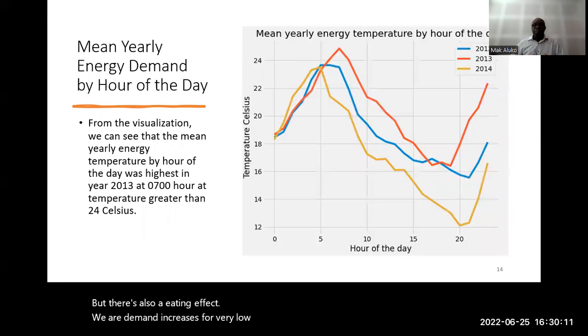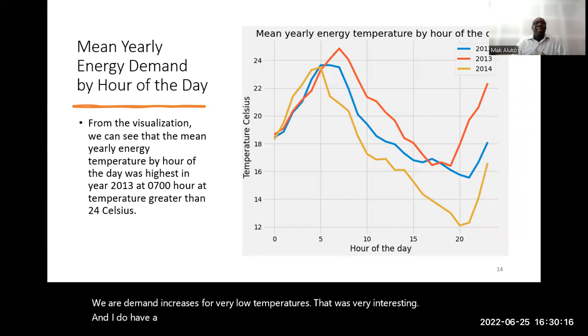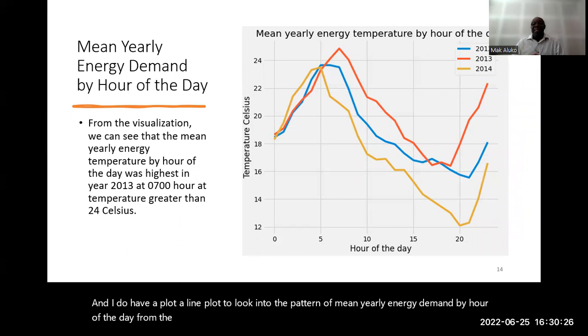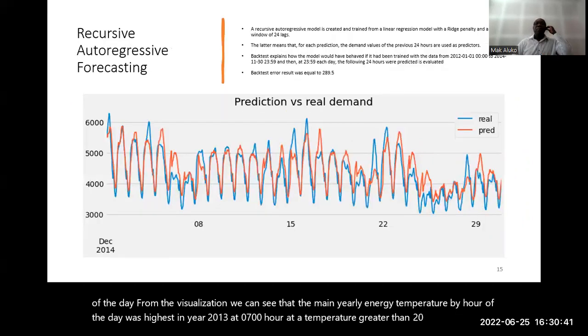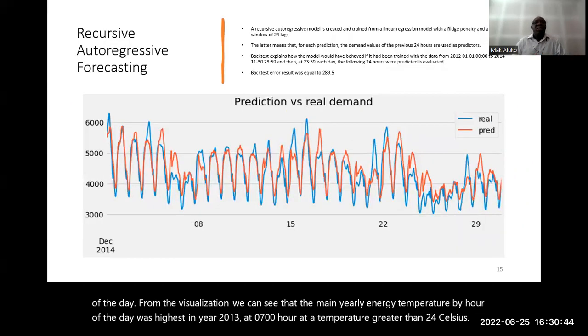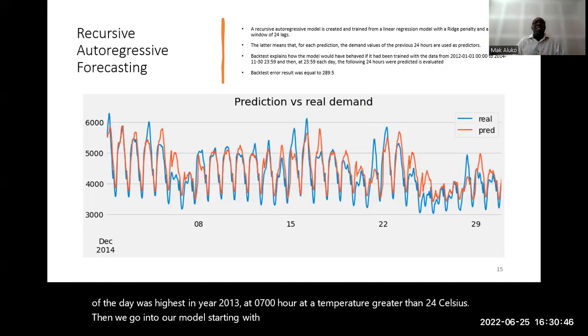That was very interesting. And I do have a line plot to look into the pattern of mean yearly energy demand by hour of the day. From the visualization, we can see that the mean yearly energy temperature by hour of the day was highest in year 2013 at 0700 hour at a temperature greater than 24 Celsius. Then we go into our model, starting with the recursive autoregressive forecasting.